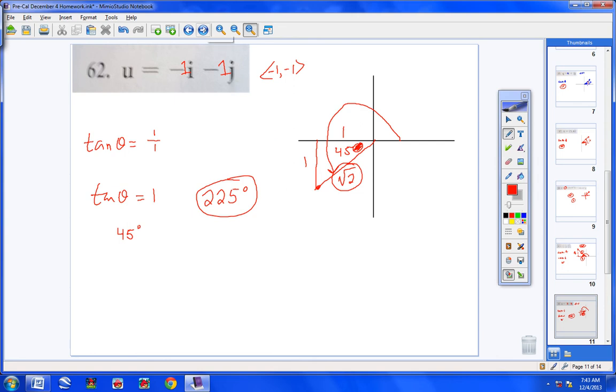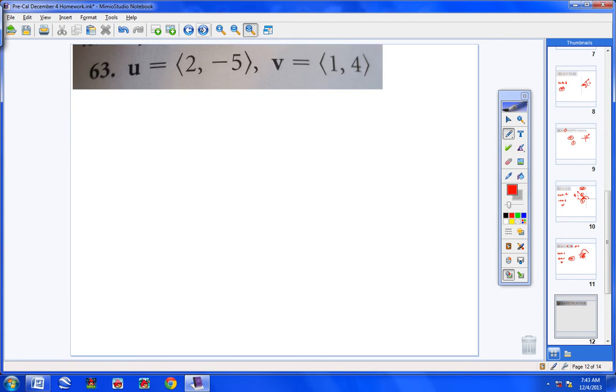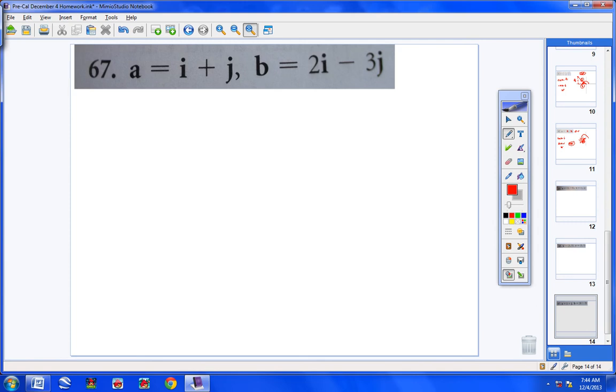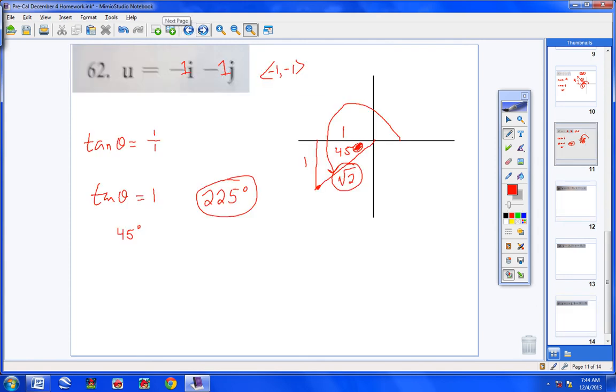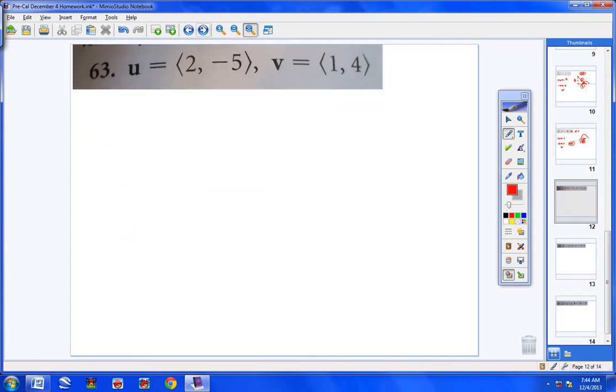Moving on. Not too difficult. Okay, next we're going to be doing 63. And let's see, 65, 67, I think that's it. So 3 problems left, not too bad. The last 3 problems say, the directions say, find the angle between the vectors to the nearest 1/10 of a degree. So they want us to round to 1 decimal place.